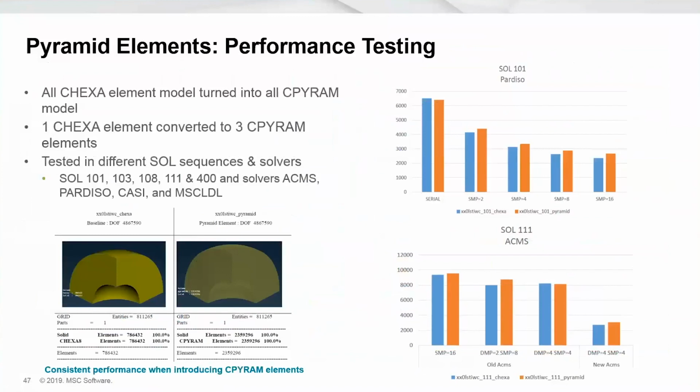Performance testing: we wanted to make sure we're not sacrificing a lot of speed here. So for some of the models, we tested solutions 101, 103, 111 with ACMS, Pardiso, and all the different solvers that we have inside of MSC Nastran. What we noticed is that in some cases we see a very slight degradation, less than 5%, but in most cases we don't see any performance degradation compared to a model with no pyramid elements, obviously.